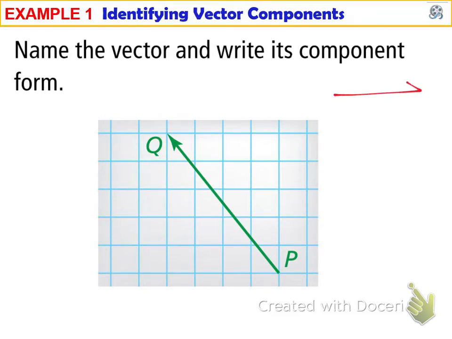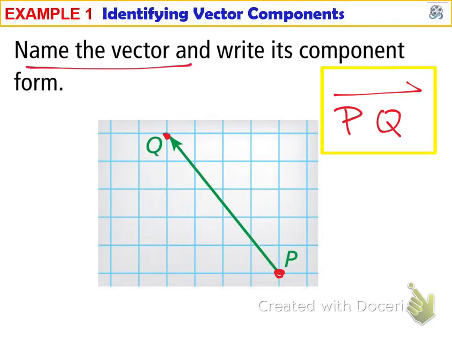Starting with the name, again, it's like that half arrow, the weird-looking check mark, however you want to look at it. Which letter would come first in this picture? P. Good. And then Q would be second. So that's the name. Name it. Done. It says write its component, or write in the component form.